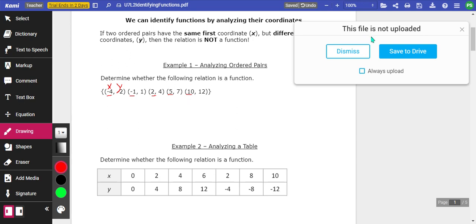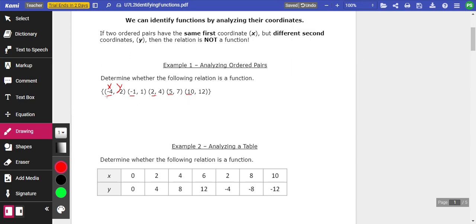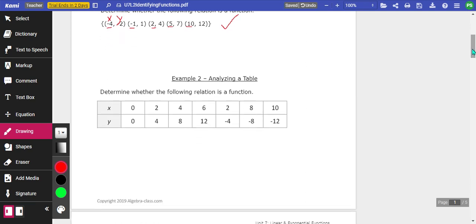So to determine whether or not this is a function, we're going to see if any of these numbers repeat, okay? So if we look at this, we don't see a repetition of any of these first numbers. They're all different. So since they are all different, then this would be a function, okay? Now let's look down here at example number 2.